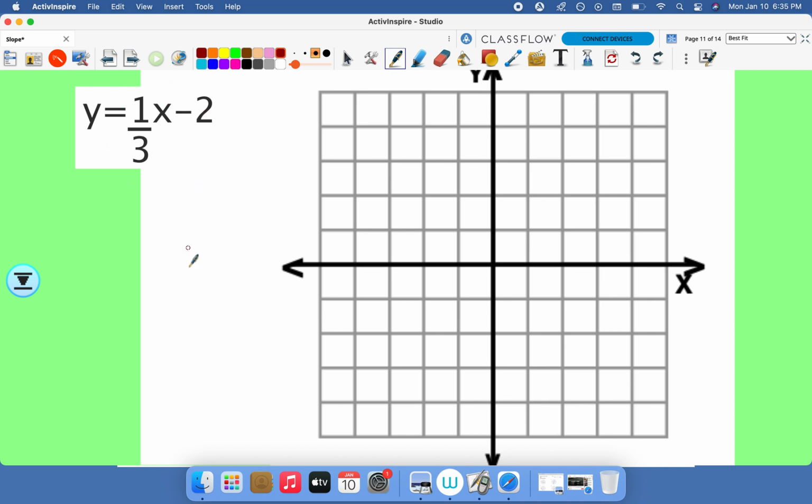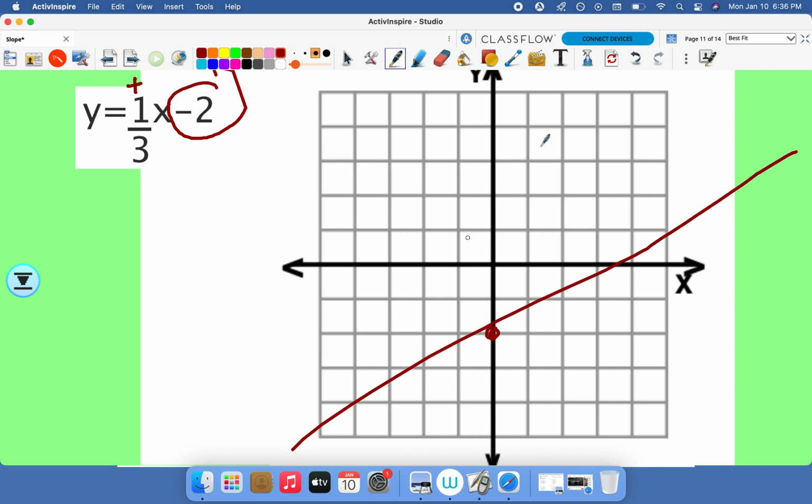This one. Let's start with this. This is my y-intercept. So I know, first of all, that the line that I'm about to draw will cross -2 on the y-axis. And the slope is 1/3. This slope right here is positive. So I know my line going from left to right is going to go up. I'm just making this up. It's going to go up. Okay, so it's going to look that way.